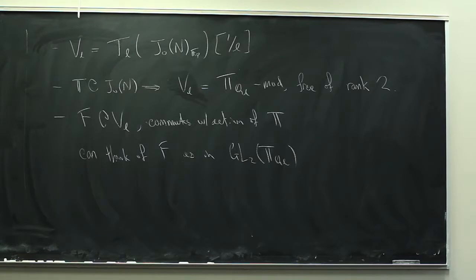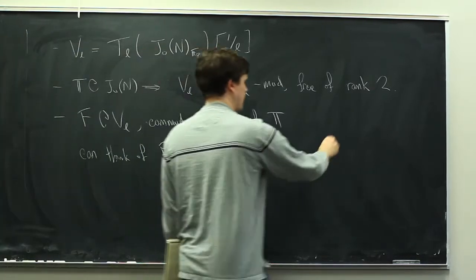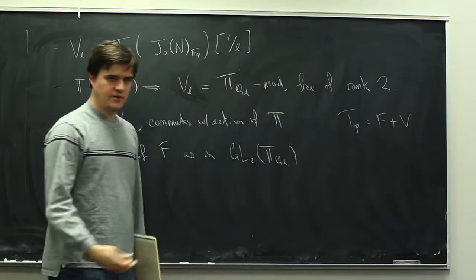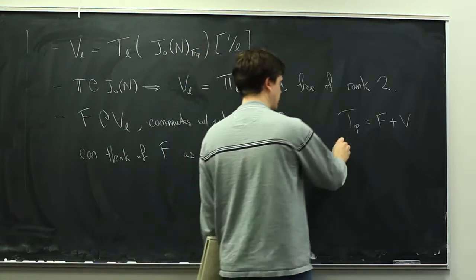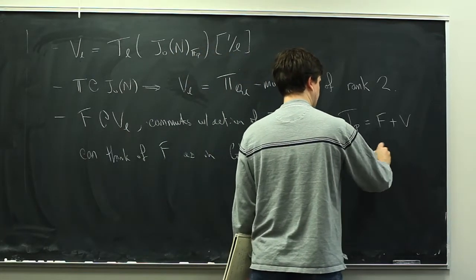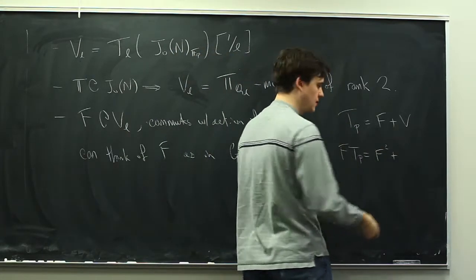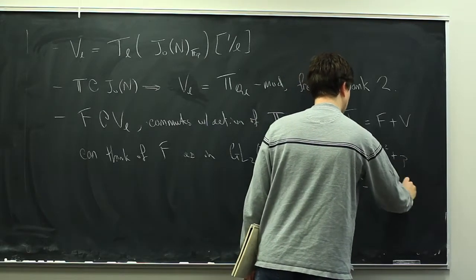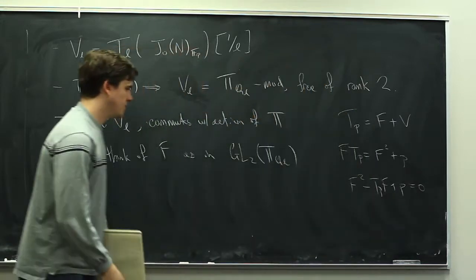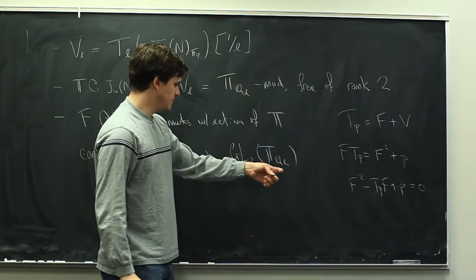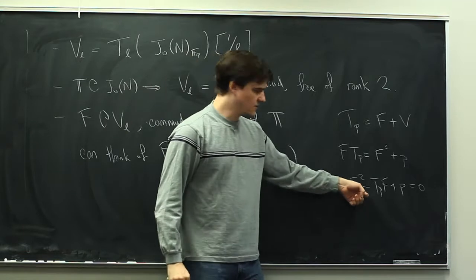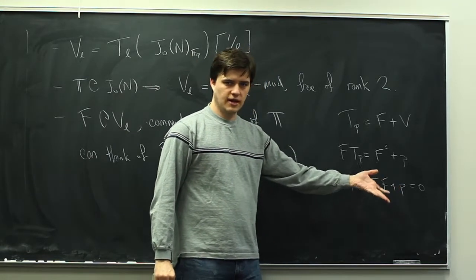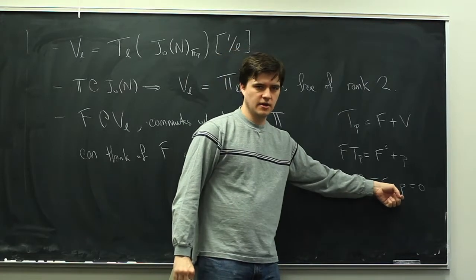And so we know from this Eichler-Shimura theorem, well, I wrote it as T_p equals F plus V. I can multiply this through by F on each side. So that says that F T_p is F squared plus FV, which is p. So it says that F squared minus T_p F plus p is 0. So F is a 2x2 matrix over this ring, and here is a quadratic polynomial that it satisfies with coefficients in that ring. And so you'd like to say that this is the trace and that's the determinant.